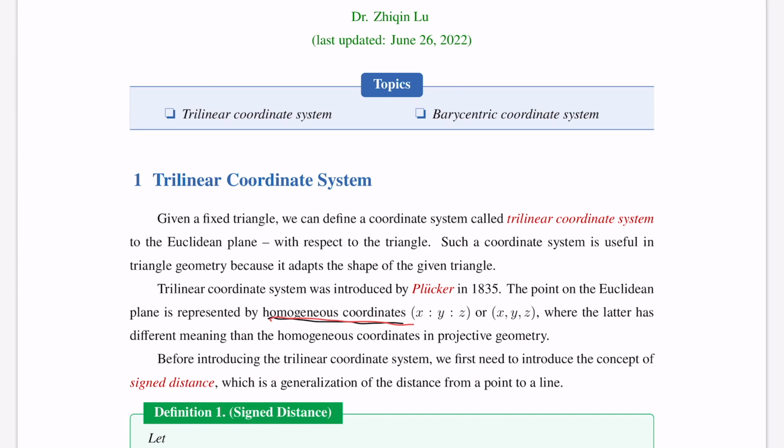But these three numbers can be differed by an arbitrary factor: you can multiply the coordinates x, y, z by a non-zero number. Such a coordinate system is called a homogeneous system. Let me give you an example. 1, 2, 3 in the trilinear coordinate system is the same as 2, 4, 6. In general, you can multiply 1, 2, 3 by any non-zero number to get the same point. So this kind of coordinate system is called a homogeneous coordinate system.